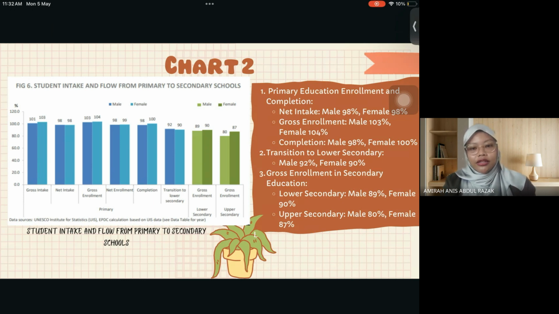Next, we look at the net intake and net enrollment. These numbers are around 98% to 99% for both boys and girls. This shows that nearly all children of the correct age are in school. This means Malaysia is doing a good job at making sure children attend school. Then we look at the gross enrollment in primary school.